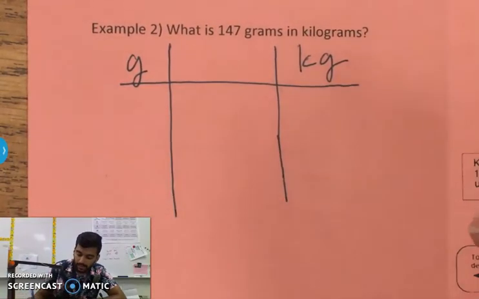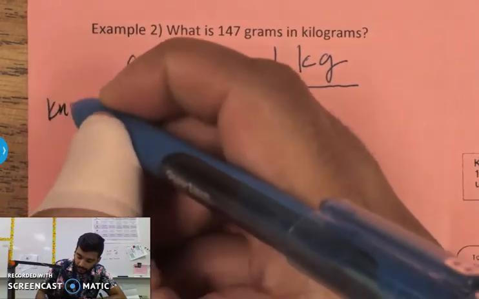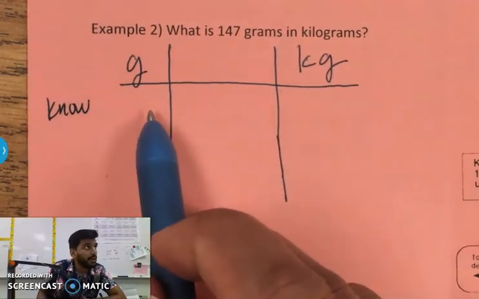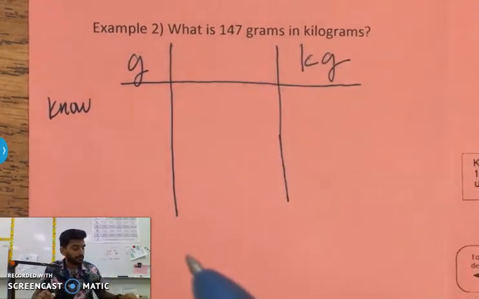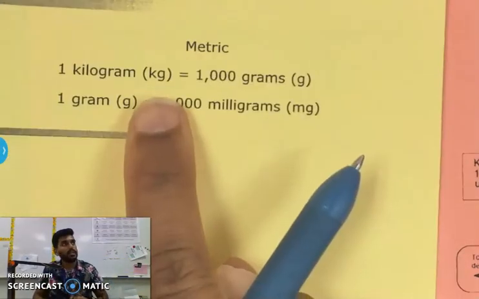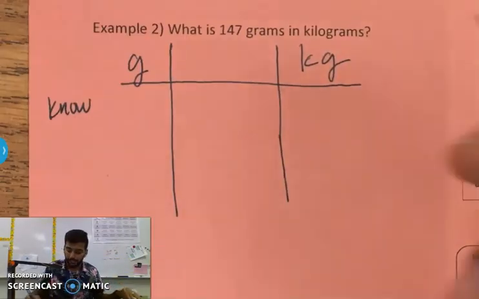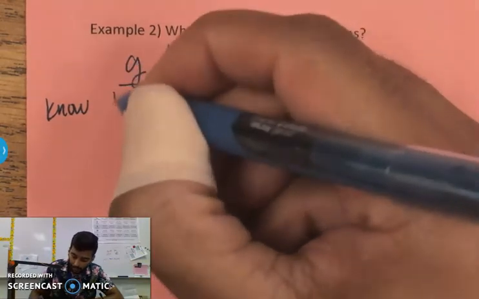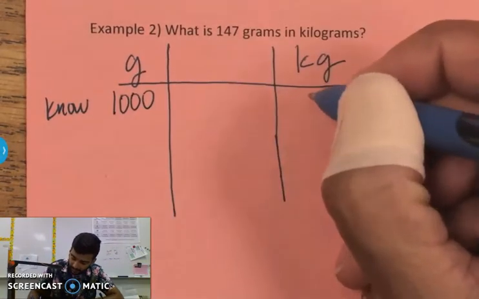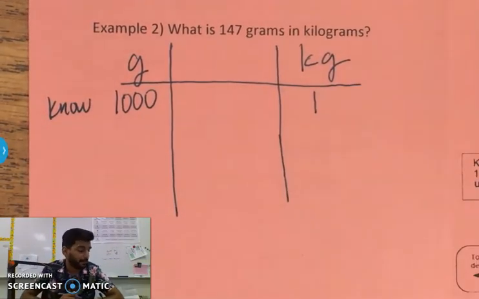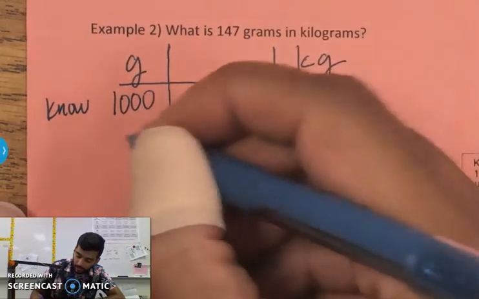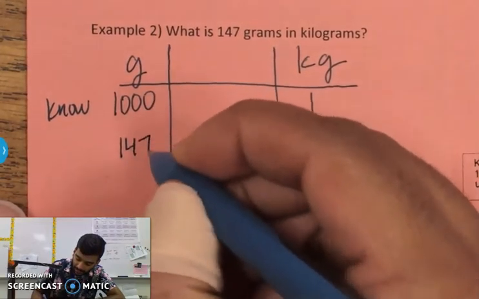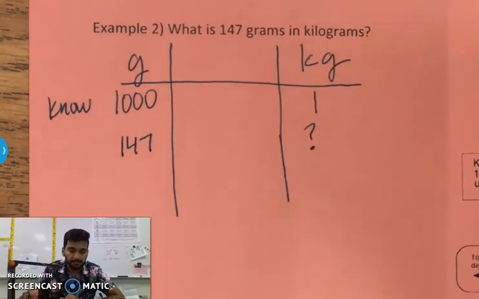Again, the first one that we put is what we know. So I know, according to my reference chart, 1 kilogram is 1,000 grams. So 1,000 grams is 1 kilogram. I know that. Then we have to look and see, well, they want 147 grams. How many kilograms is that?